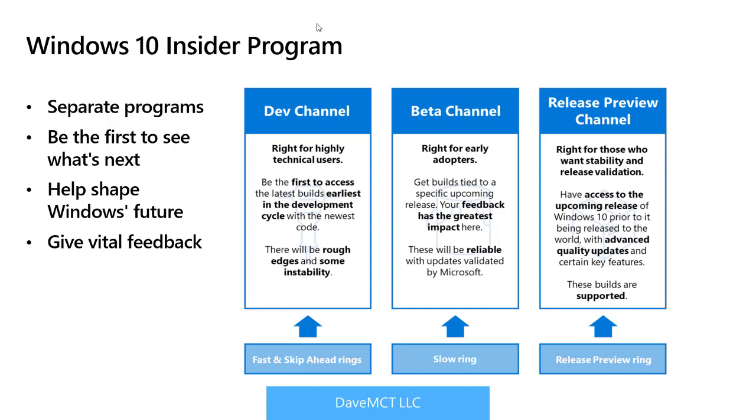Now, the Beta Channel is for early adopters and IT professionals who want to see what's next or validate the latest Windows update and features, but still need reliable updates that are validated by Microsoft. As part of the Beta Channel, you'll be seeing builds tied to a specific upcoming release, like 20H1 or 20H2. Your feedback will be especially important here, since it will help Microsoft's engineers make sure that key issues are fixed before a major release.